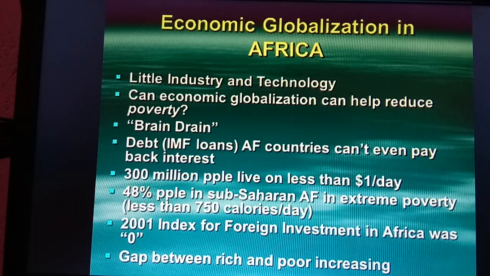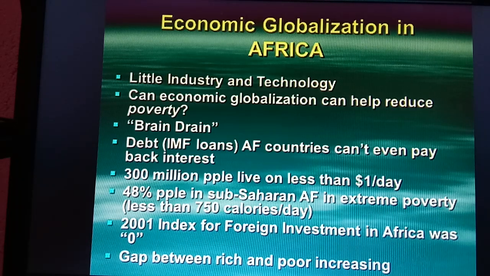Okay, in terms of debt, debt is utang. So with IMF, International Monetary Fund loans, African countries can't even pay back interest. That's the plight of Africans. In the Philippines, of course, we also have debt, especially since it ballooned during the Marcos time. They say that you're not yet born, you're still in your mother's womb, and you already have debt. It's because of the foreign debt of the Philippines with the IMF and World Bank. But in the Philippines, somehow we can still pay the interest. We are not even able to pay the principal, only the interest. But for Africans, they can't even pay this interest.